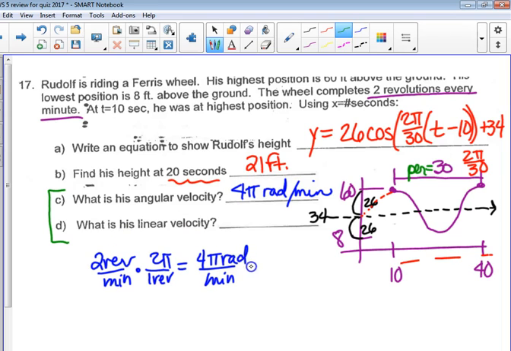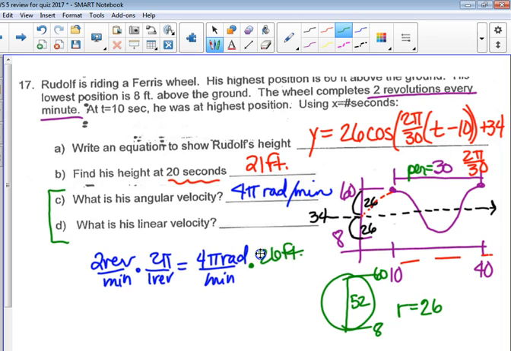All right, the linear velocity you then have to multiply by the radius. Okay, this is not on there, so I'm going to go kind of quick, but if his height went from 60 down to 8, sorry, what's the radius? The diameter is the distance, 52, so the radius, the amplitude, is 26. Okay, 26 times 4 is 104, I think, pi feet per minute, because magically what happens? The radians disappear.